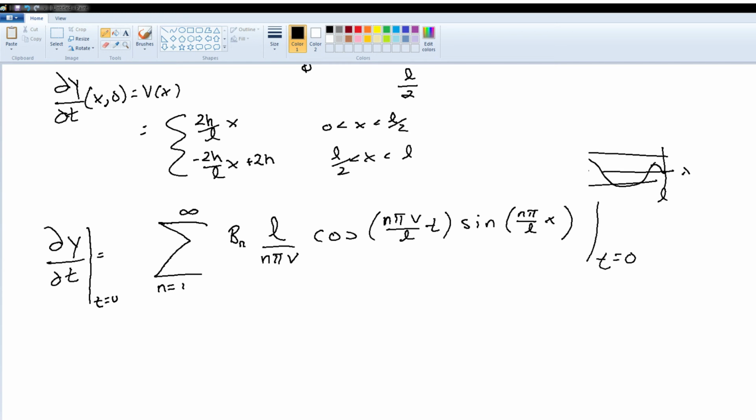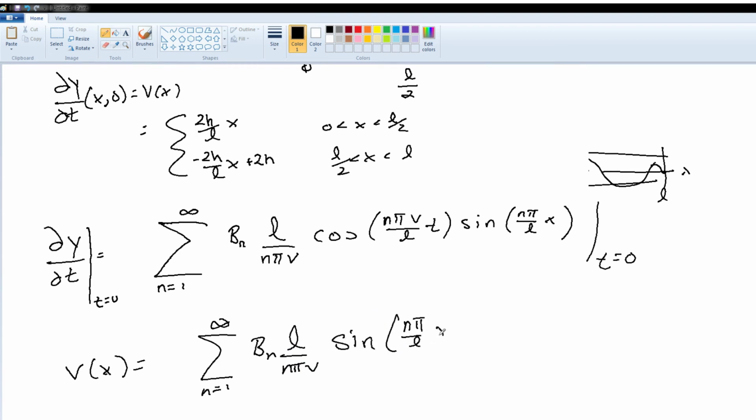Alright, so at time 0, we get v of x. So now we can find the coefficients b sub n the standard way. So what is the period of this? The principal period is 2L.